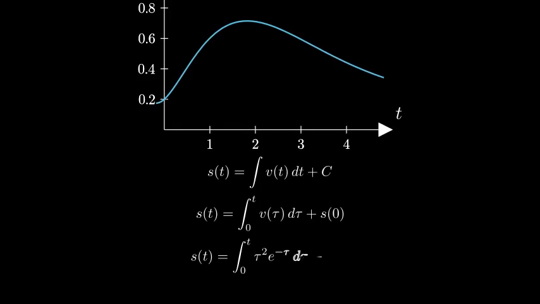Let's substitute our velocity function. We get s of t equals the integral from 0 to t of tau squared times e to the negative tau d tau plus s of 0. This integral requires integration by parts.